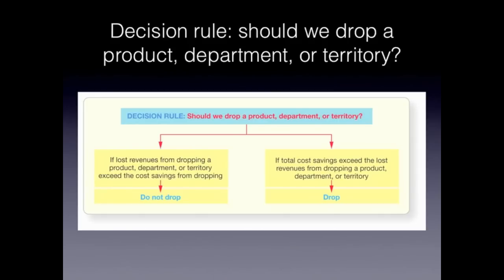So the decision rule, should we drop a product, department, or territory? Well, if the lost revenues, so that means revenues that you will no longer have, from dropping a product, department, or territory exceed the cost savings from dropping, then you do not drop. If the total cost savings exceed the lost revenues from dropping a product, department, or territory, then you will drop the product, department, or territory.